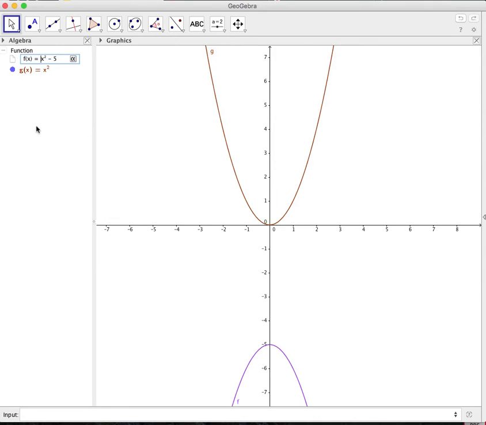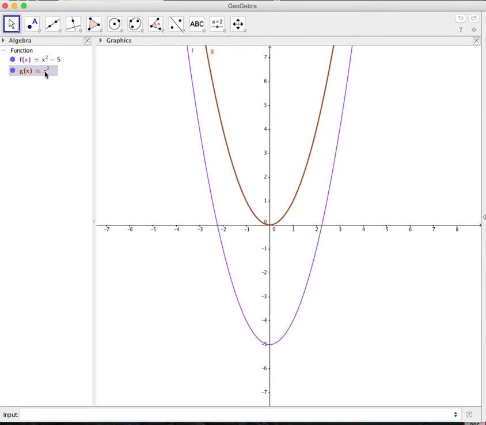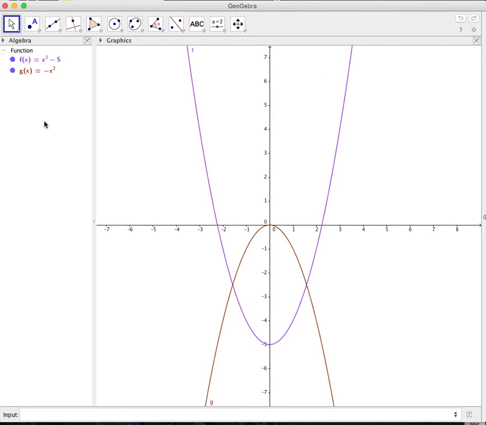Let's bring that one back, and negative x squared. That should flip. And it does. Awesome. So now we're getting a sense of what could happen.